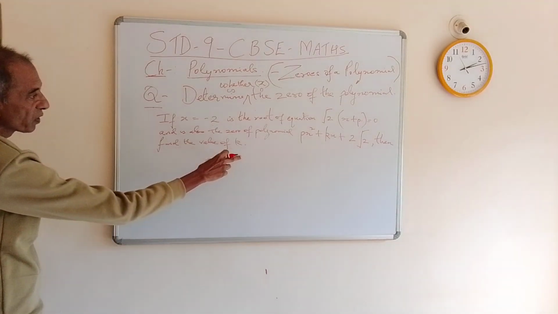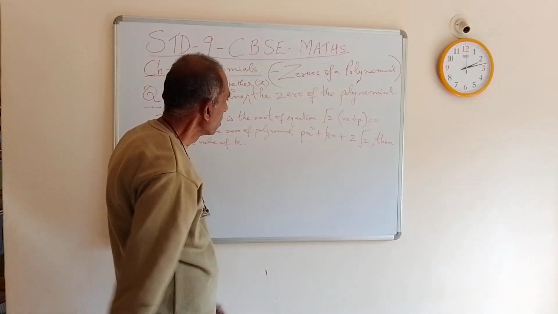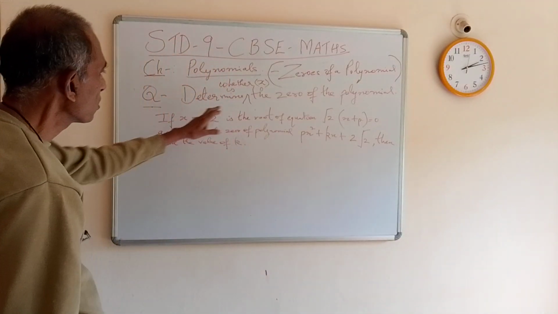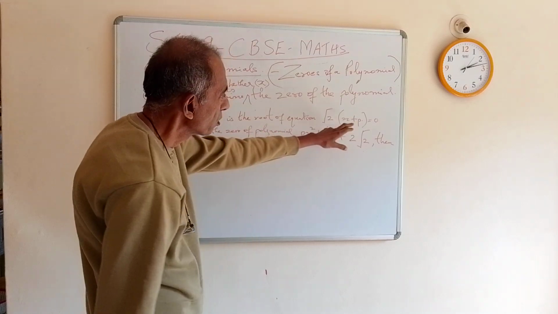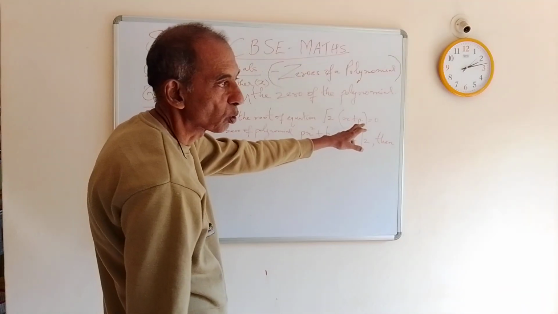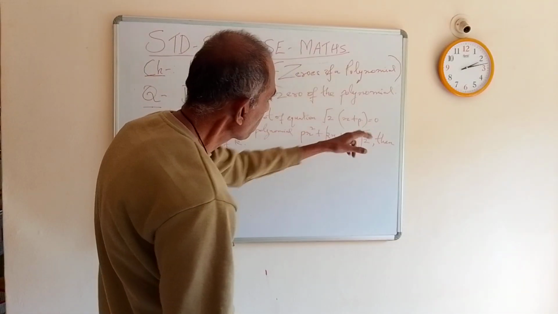Then find the value of k. So we have to ultimately find the value of this k. So first we know x is equal to minus 2. We have to find out the value of p also, because here p is also involved. So first in this we will have to find.